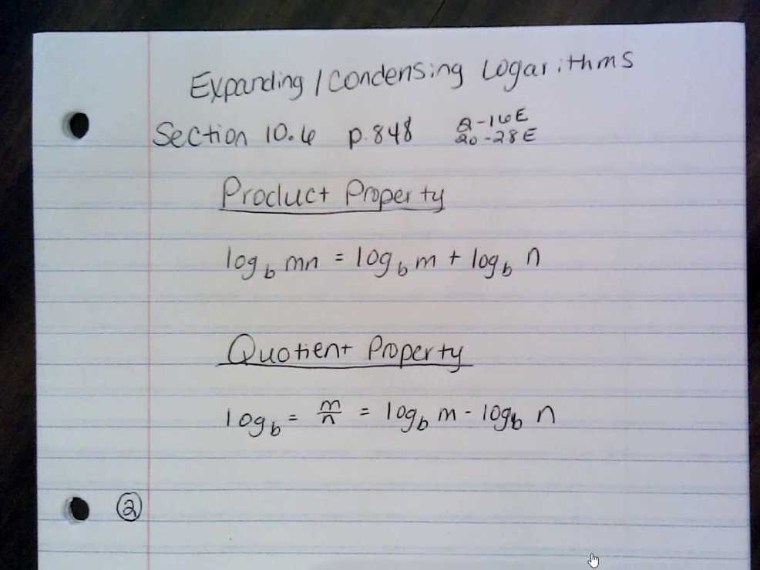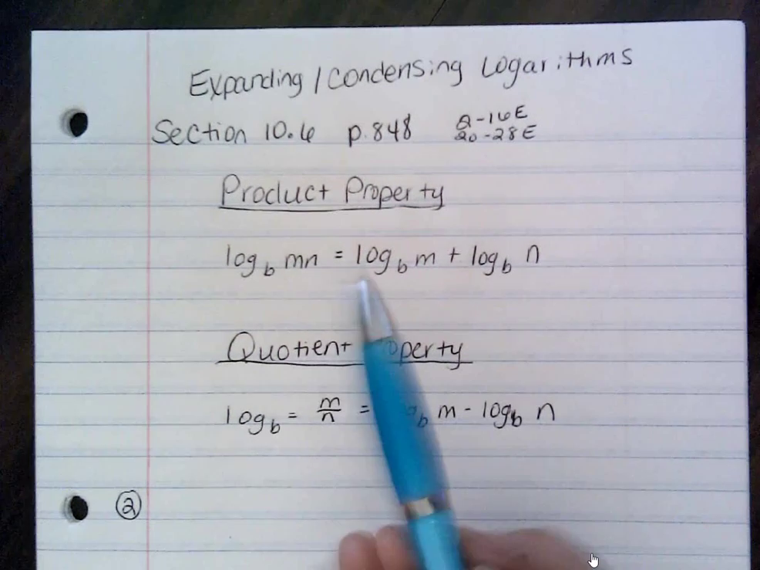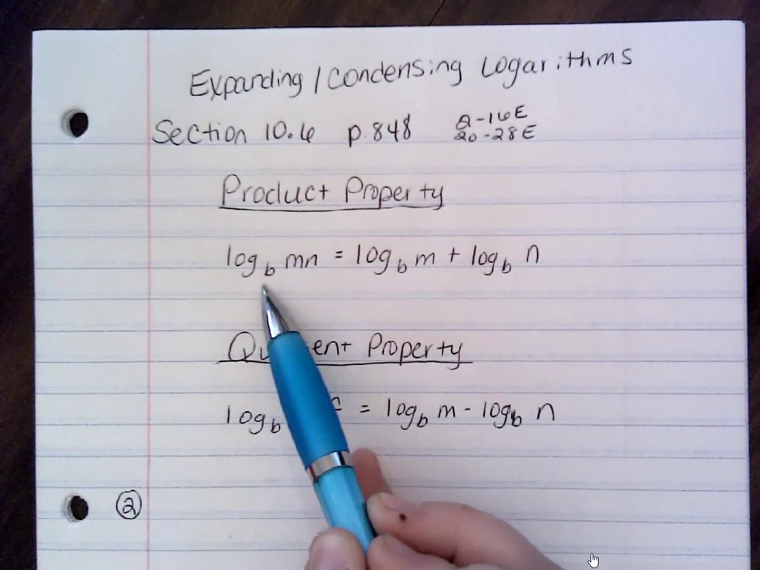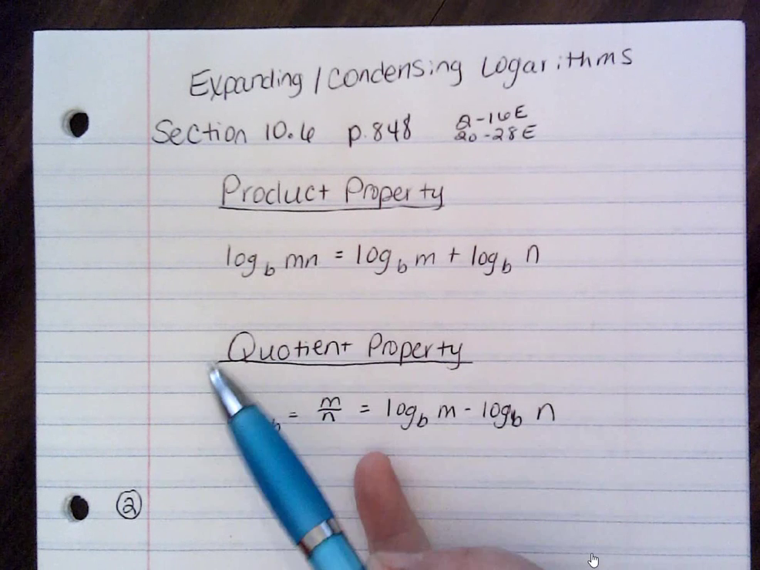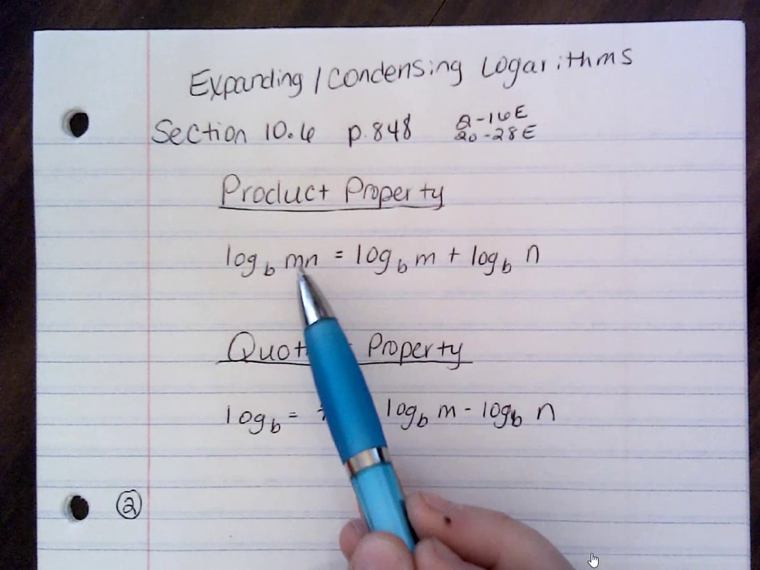Before we can start, we need to talk about two different properties. We've talked about before that logarithms are exponents. So when you're working with logarithms, you're actually working with exponents. Here we've got log base b of m times n. That's what it means when you've got two variables next to each other.